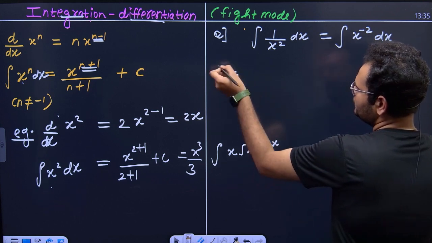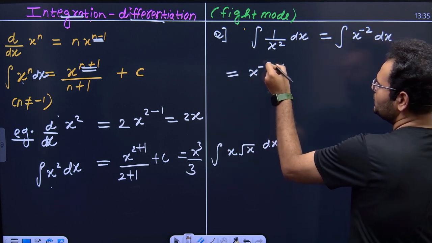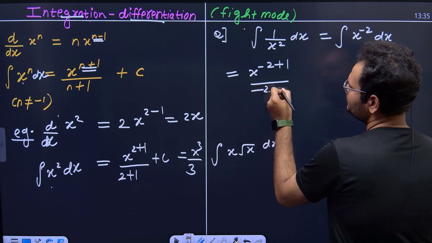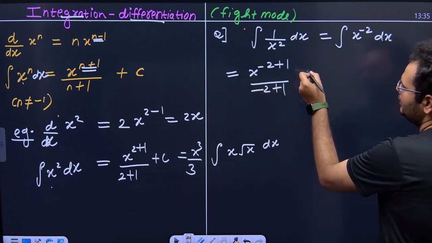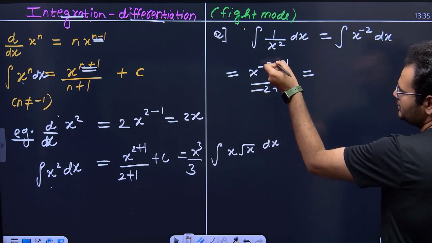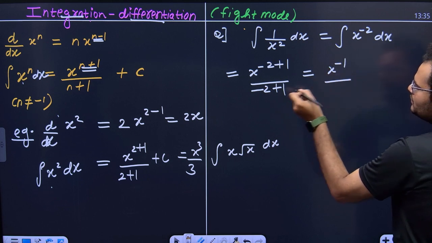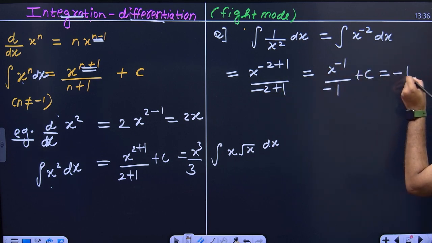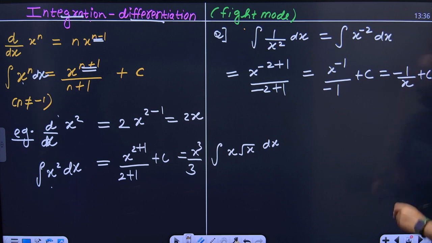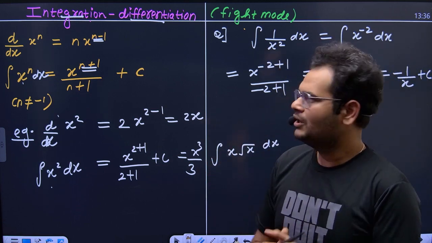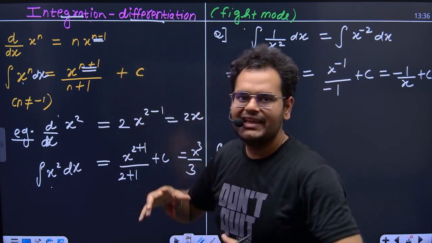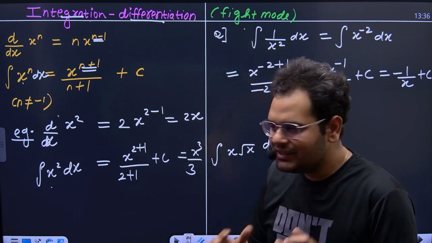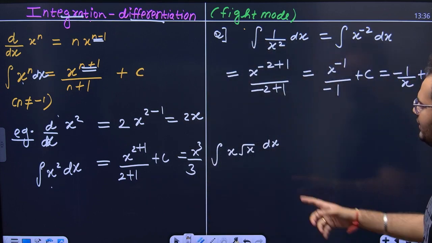So by the rule what does it become? Minus 2 plus 1 upon minus 2 plus 1, correct? So here what is the answer? Minus 2 plus 1 is minus 1, so x to the power minus 1 upon minus 1 plus c. I can also write this as minus 1 upon x plus c. Very simple rule. Whatever the rule is in differentiation, exactly opposite we have to do in integration. Let us solve this interesting example.